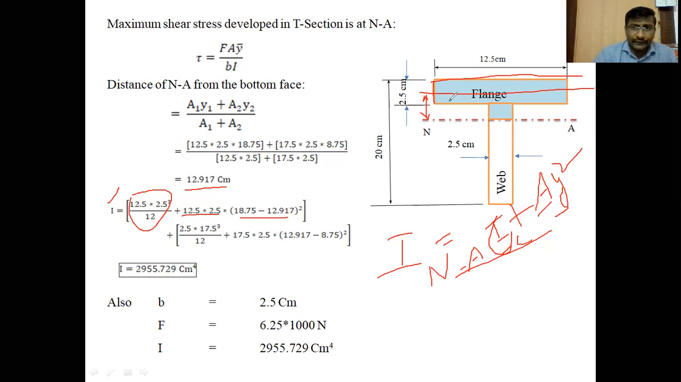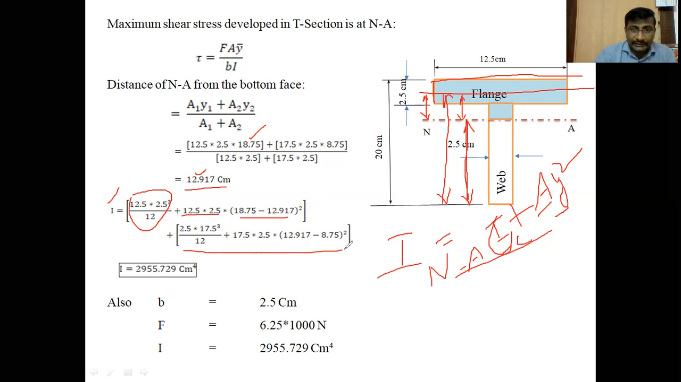How to know this? We know that the distance of the center of gravity of the flange from the bottom face is 18.75, which I just told you as y2. If you subtract the distance of the neutral axis from the bottom face, we can get the distance between the two axes. The distance of the neutral axis from the bottom face, we already found to be 12.917 when locating the neutral axis. So 18.75 minus 12.917, whole square, is the distance between the two axes squared.